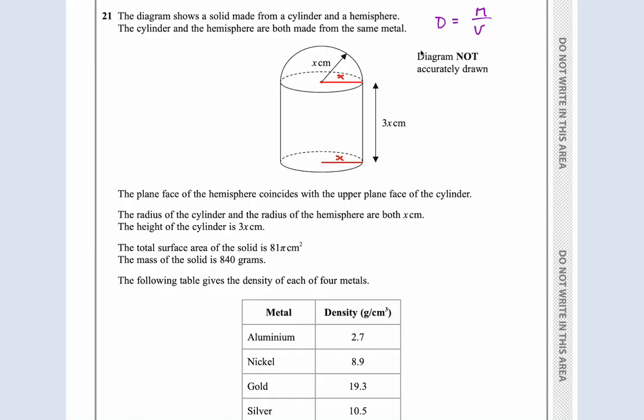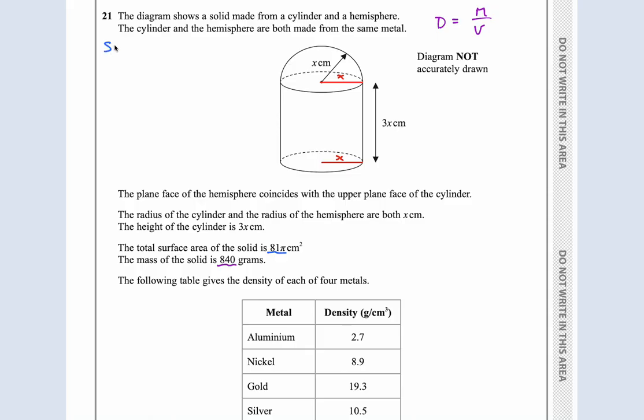Okay, we have the mass. This is the mass. It's 840. So all we need to do is find the volume and then do this divided by the volume and see which one of these we get. That's the answer. How do I find the volume? I need x. And then finally, how do I find x? Well, I'm going to use the piece of information they've given us, which is this, the total surface area. Okay, so as I said, guys, difficult question. We are going to get the surface area.